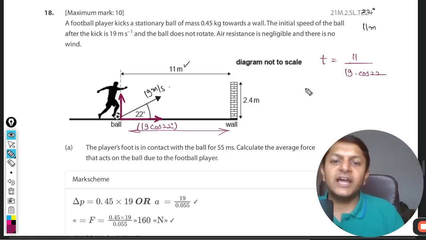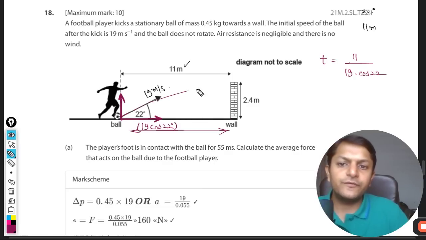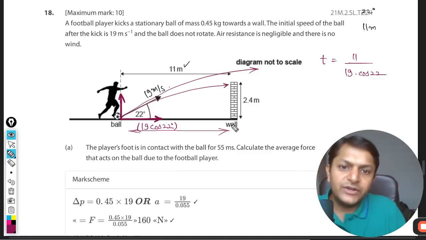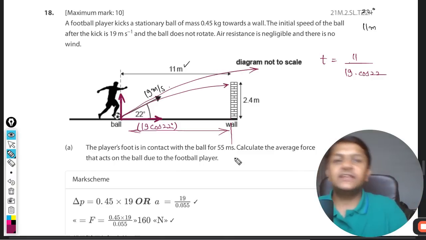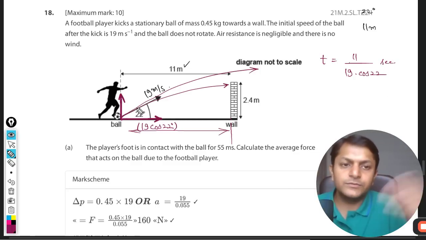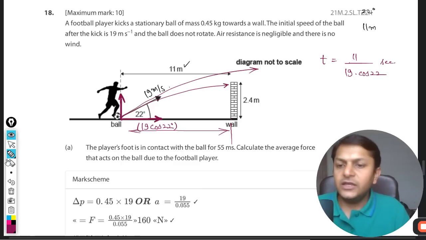So this is the time in which the ball will reach the wall, whether it is going to shoot like this or whether it is going to go like this, that we will see in the question if they are asking that kind of thing. But it will be reaching this point in this much time. Height doesn't matter. That becomes a different criterion altogether.